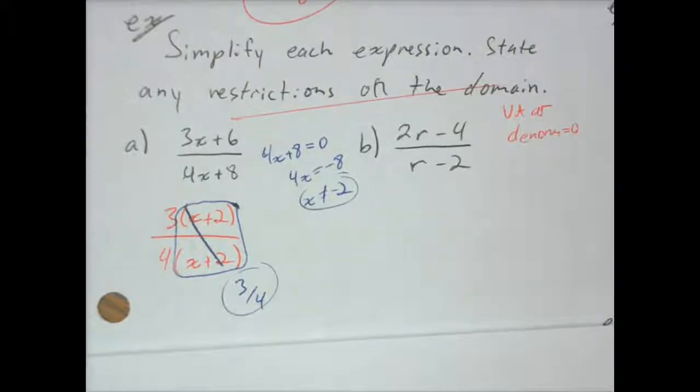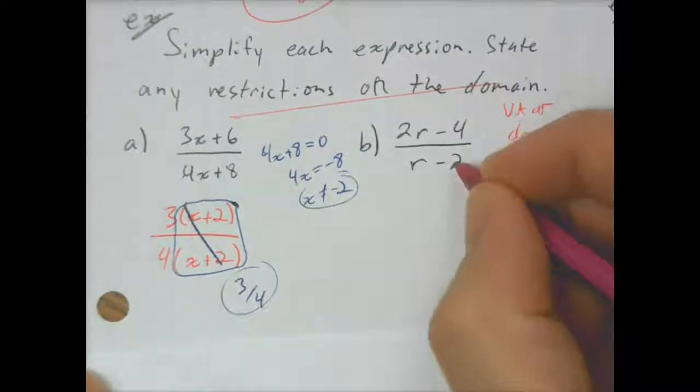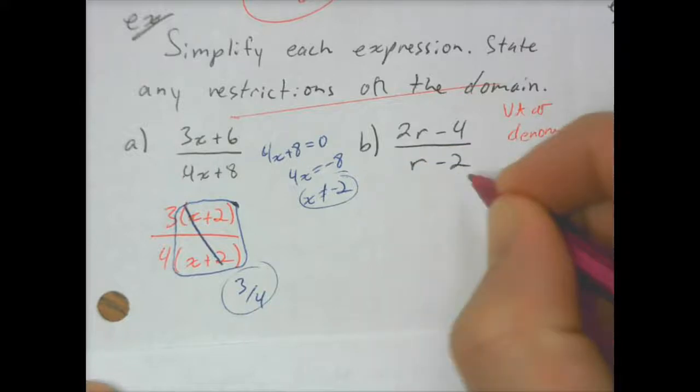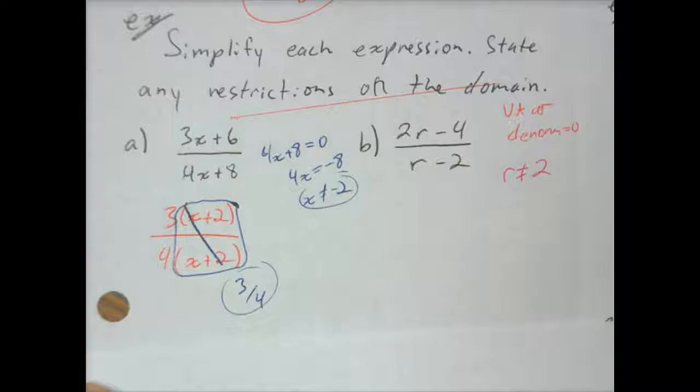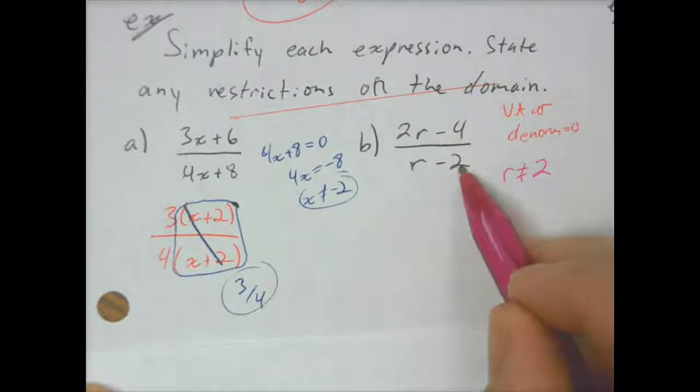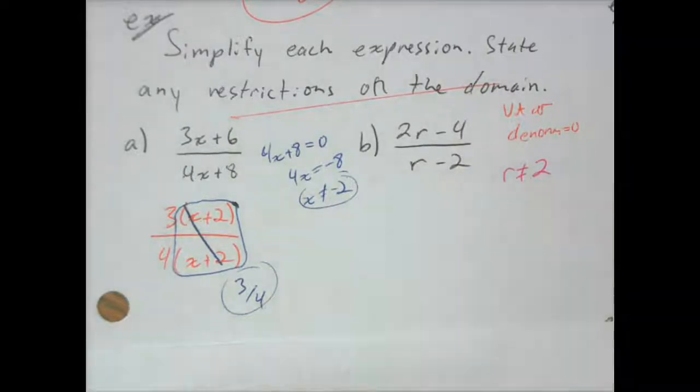All right. So again, for any restrictions on the domain, it's where the denominator would be equal to 0. So we know in this case, r cannot be equal to 2. So if I have 2 minus 2, 2 minus 2 is 0, so that would not work. So that's our restriction part.